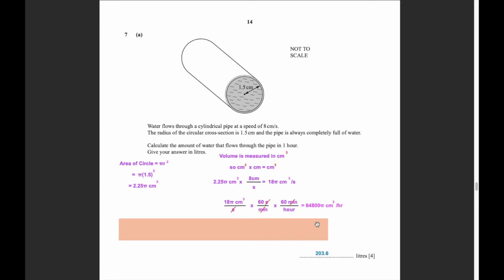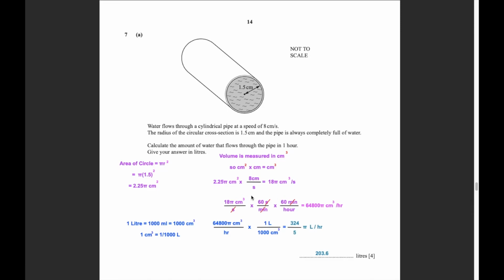Now, we don't want it in centimeter cubed though. We want it in liters. And like I told you before, 1 liter is equivalent to 1,000 milliliters, and milliliters and centimeter cubed are equivalent to each other. So we can use that information. Again, using this similar method, 64,800 pi centimeter cubed per hour multiplied by 1 liter. In a liter, there's 1,000 centimeter cubed. In this case, centimeter cubed goes at the bottom because we want to get rid of the centimeter cubed.